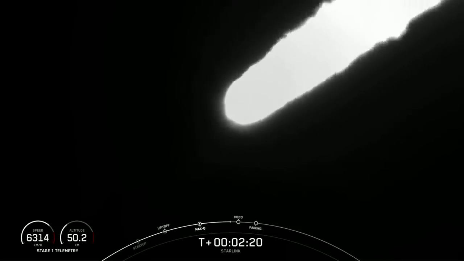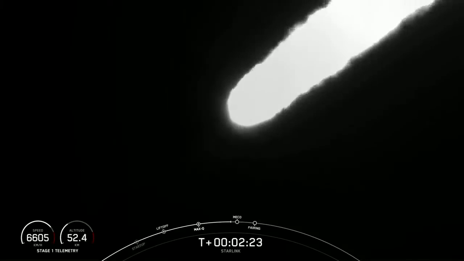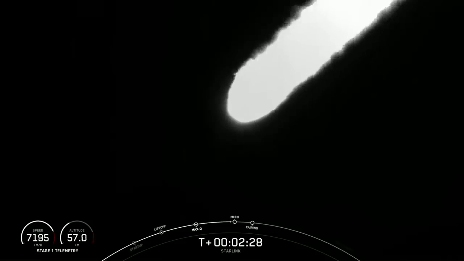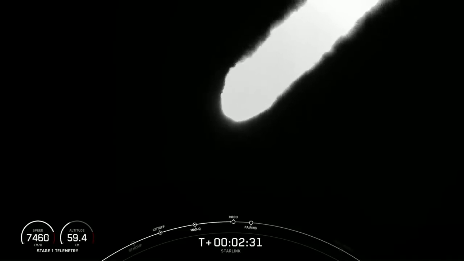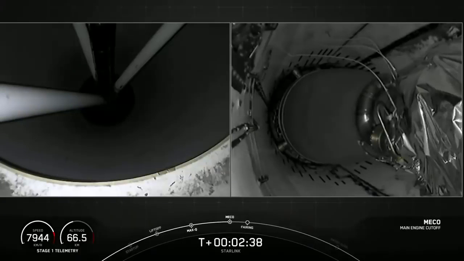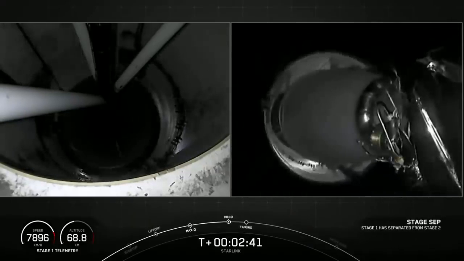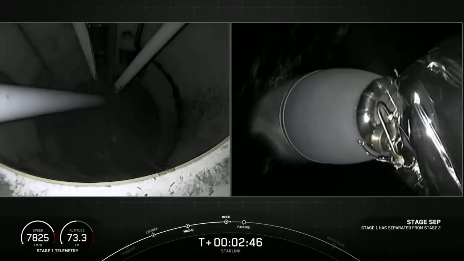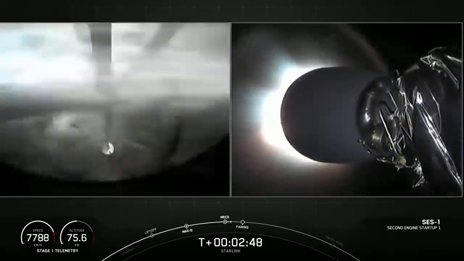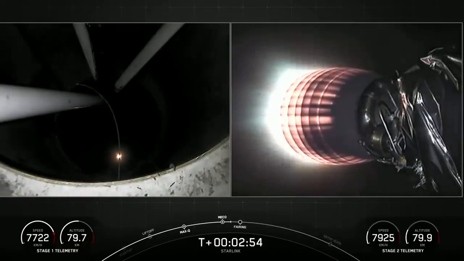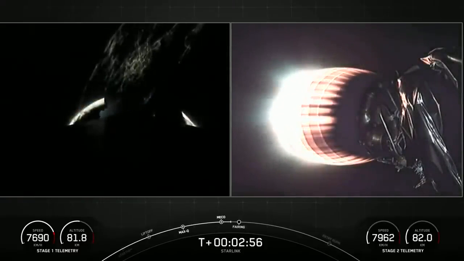Now we're just about 10 seconds or so away from those 3 events. That is MECO, stage separation, and SES1. MECO. Stage separation confirmed. MVAC ignition. And there we just had MECO and stage separation.